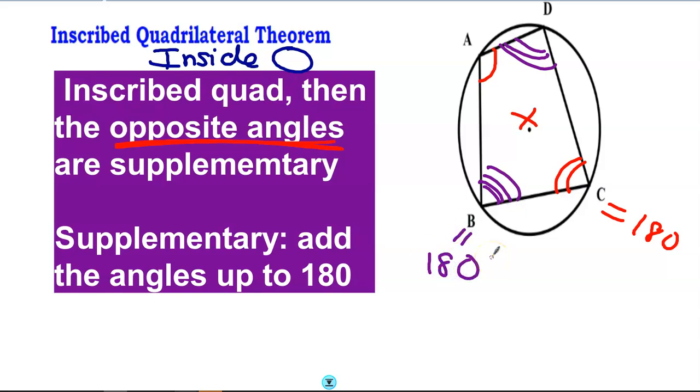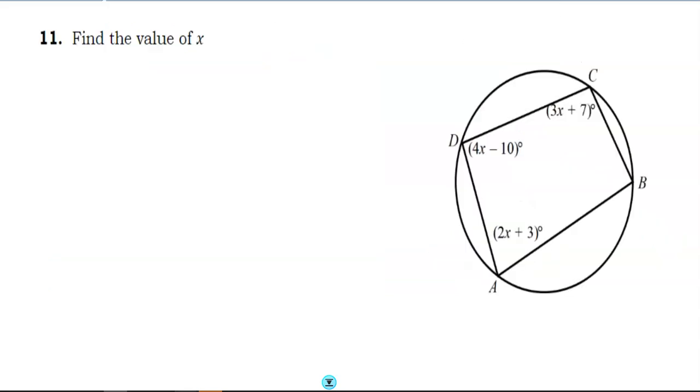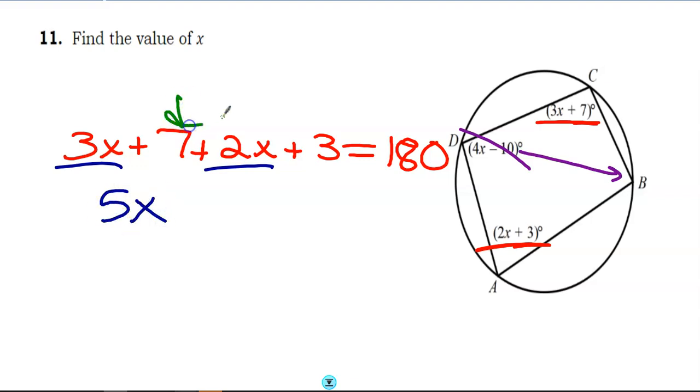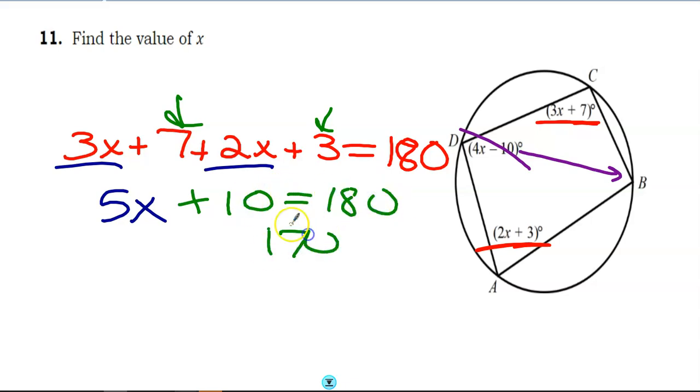Okay, opposite angles. Right? So find the value of x. So do I know what b is? No, so I can't use that. But I can use these two numbers because they add up to 180 degrees. So combine like terms, 2x and 3x is 5x, and then 7 and 3 is 10. So subtract 10 and divide by 5. And I get 34.